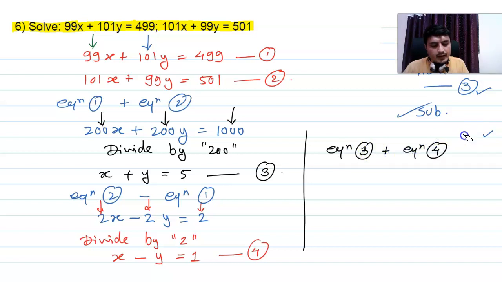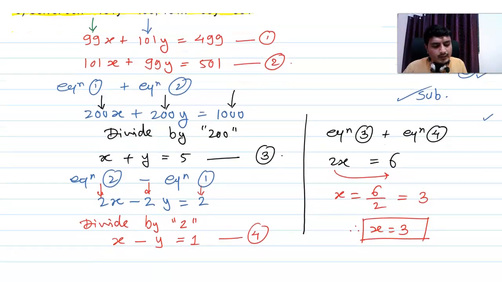We get x plus x, that will be 2x. y minus y cancels or gives us 0, that is equal to 5 plus 1 is 6. Now to evaluate the value of x, once we shift the 2, a multiplier, it becomes a divisor. 6 divided by 2 is 3, so the value of x is 3.